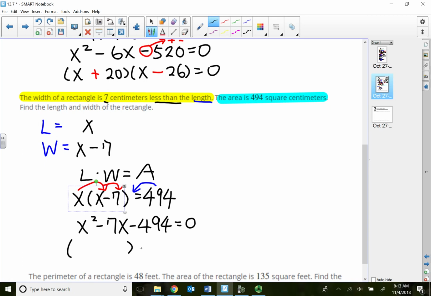All right, let's factor this trinomial here. For 494, let's think about that. We know 494 is also between 400 and 600.